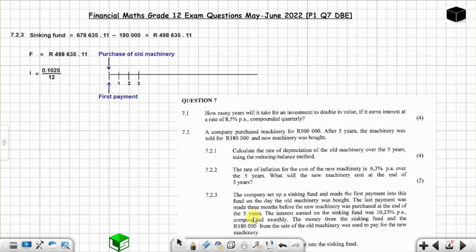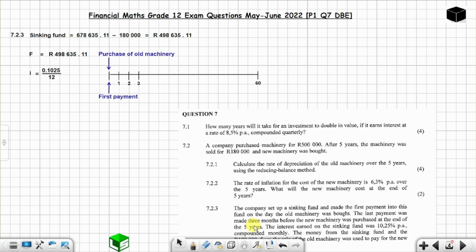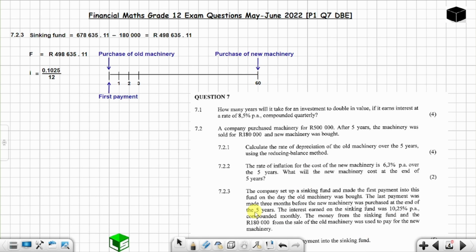Remember, in 5 years, you have 60 months. Okay, 12 times 5 is equal to 60. Okay, so you have this. This is 5 years. Okay, so the last payment was made 3 months before the new machinery was purchased. Okay, so the new machinery was purchased today. The new machinery was purchased at the end of 5 years.